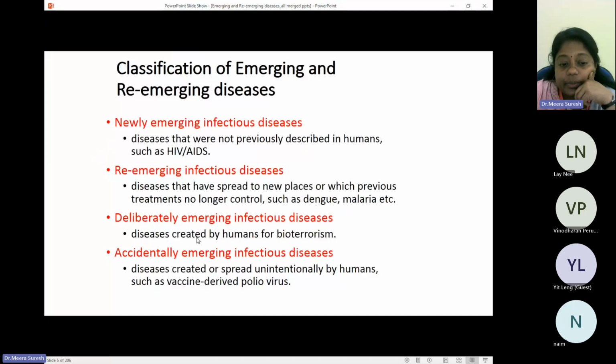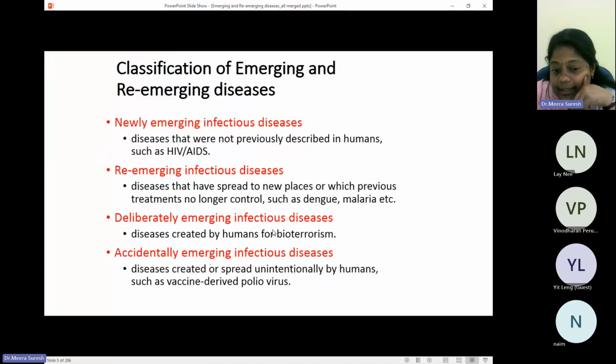And deliberately emerging means the diseases created by humans for bioterrorism. Our SARS, avian influenza, it all came under the bioterrorism in the early 2000s. Then accidentally emerging infectious disease which are created or spread unintentionally by humans, such as vaccine-derived poliovirus. So to control the poliovirus, when you learn polio, maybe you have learned that there are vaccines, and one of the vaccine variety, it can induce actually polio.